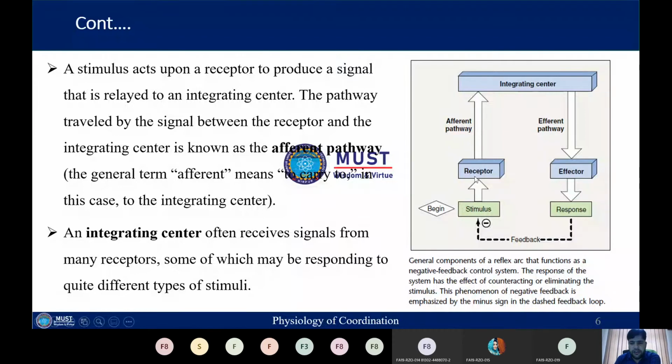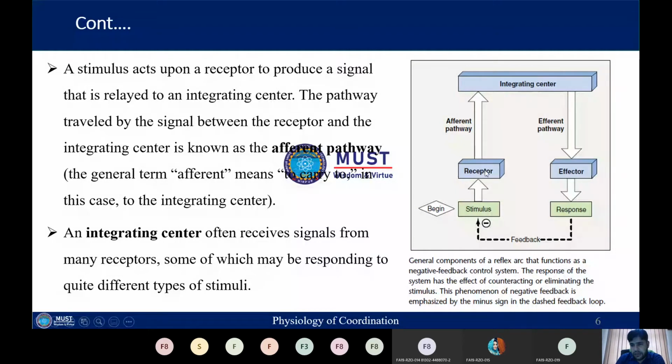The integrating center receives the signals, and it can receive signals from many receptors, as numerous receptors may be present on the body, all of them perceiving changes in the environment and relaying their information in the form of signals to the integrating center. The integrating center is a very complex, highly specialized structure present in the nervous system, and it has the ability to receive information from many receptors simultaneously. It may produce its response differently to different types of stimuli.